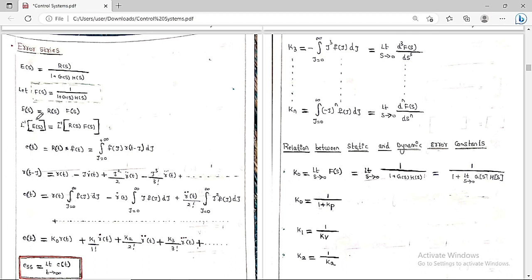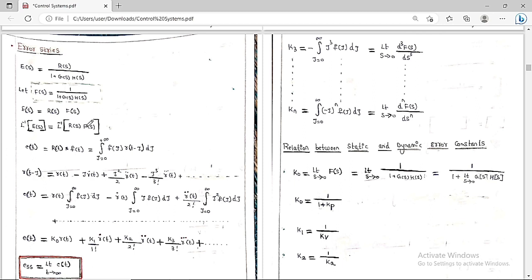So E of S is equal to R of S by 1 plus G of S H of S. Let me assume F of S is equal to 1 by 1 plus G of S H of S. Therefore E of S is equal to R of S into F of S. Then I am going to apply the Laplace inverse on both sides. So Laplace inverse of E of S is equal to Laplace inverse of R of S into F of S.